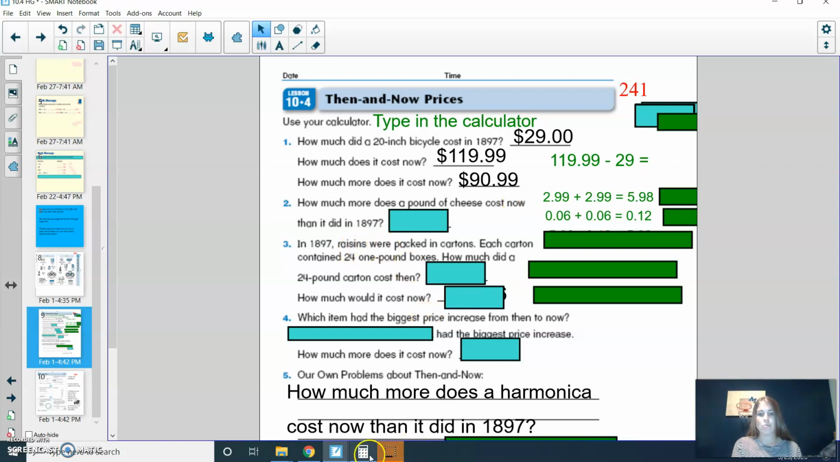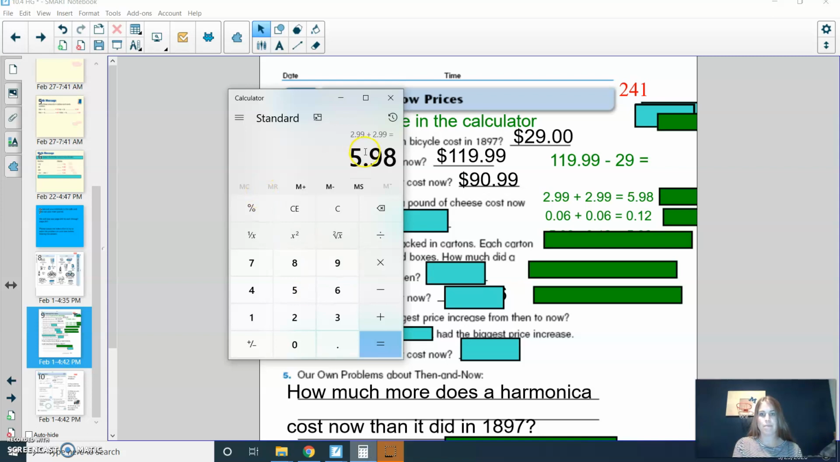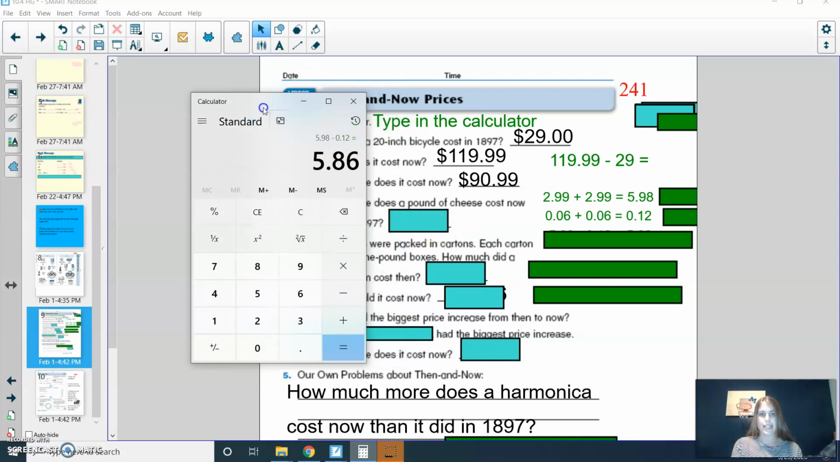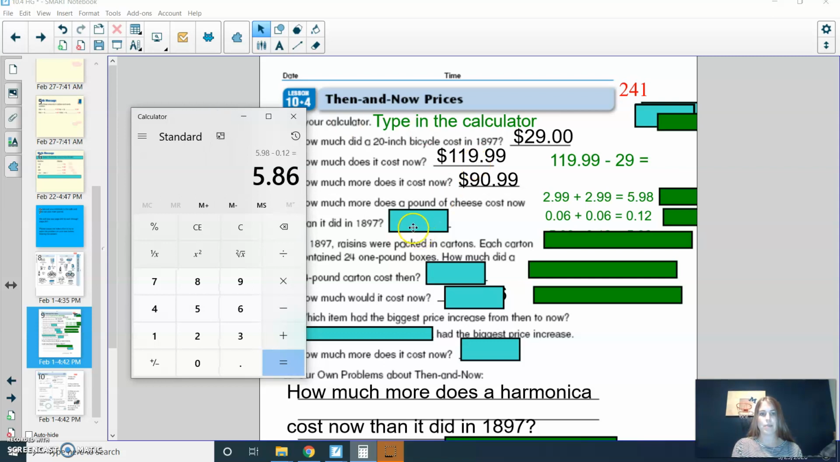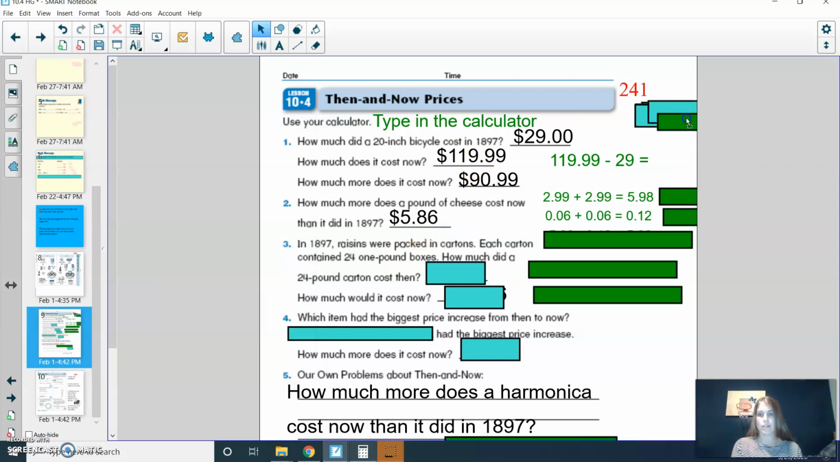Now, if I want to know how much more, I'm going to pull up my calculator. I already have $5.98, but if I didn't, I could type in 5 decimal point 9 8 minus decimal point 1 2, and notice how it automatically put that 0 for me, equals 5.86. Now, when I'm writing my answer on the line, I'm going to include that dollar symbol. So equals $5.86.